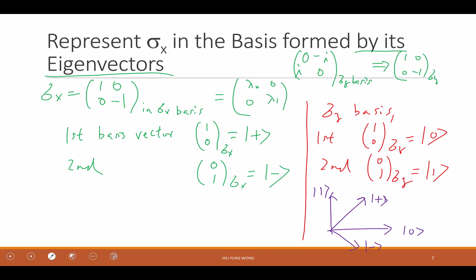Zero and 1 is the name we give to the eigenvector of sigma c. Plus minus is the name we give to the eigenvector of sigma x. So if you don't like this, you can say the first basis vector in sigma x basis. Yeah, but the convention is plus minus. So that is a very good question.